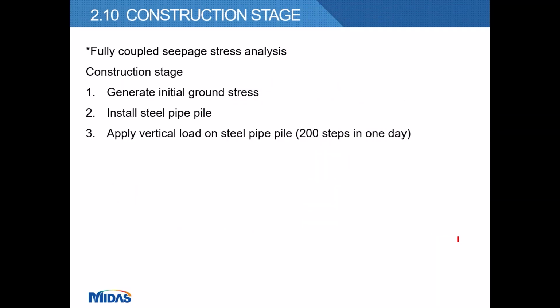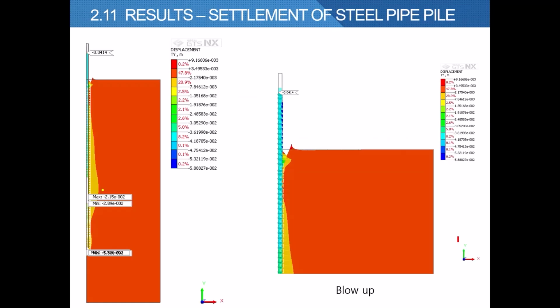Now we come to the construction stage. We use the fully coupled seepage stress analysis in this modeling. The construction stage is like this. Step 1, generate the ground stress. Step 2, install the steel pipe pile. And step 3, apply vertical load on the steel pipe pile in 200 steps in one day. And now we look at the results.